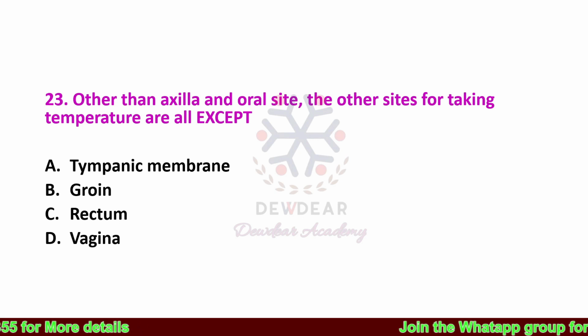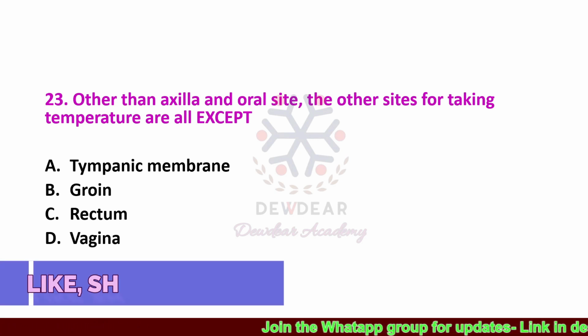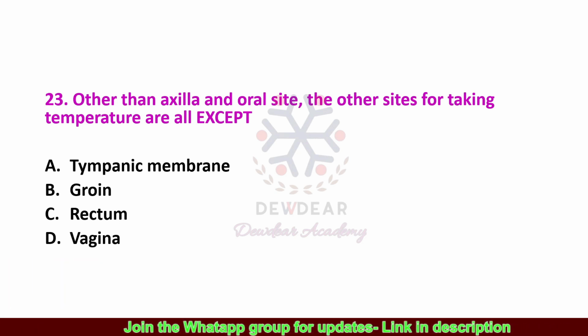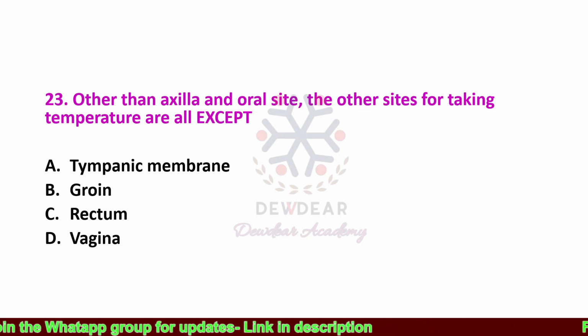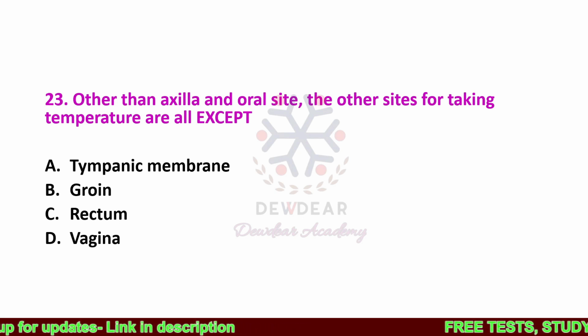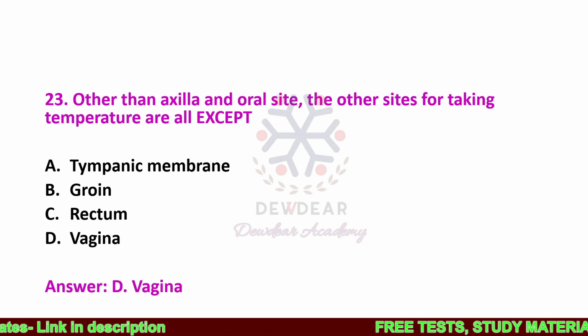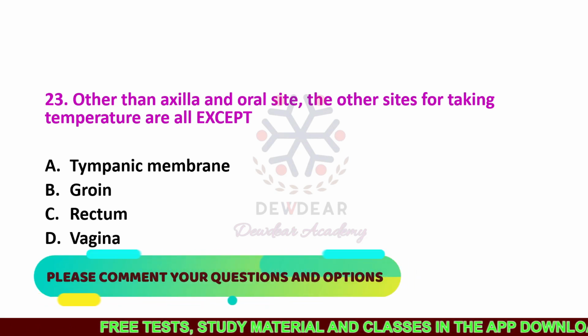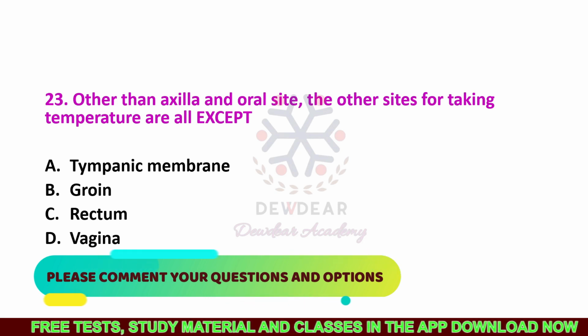So here the correct answer is vagina. The temperature can be taken through the tympanic membrane. Then groin is right, and rectal temperature is also taken. So vagina is the exceptional case here. So option D, vagina, is the right answer. I will read the question once more. Other than axilla and oral site, the other sites for taking temperature are all except vagina. That is the correct answer here.